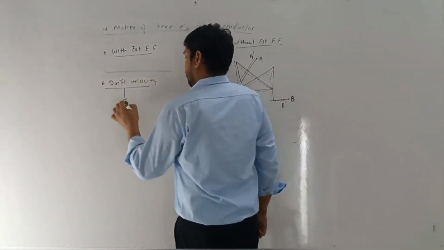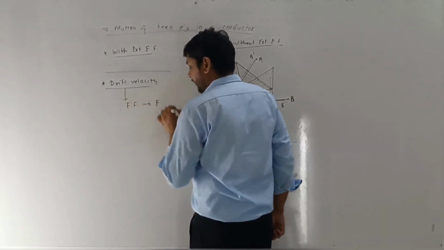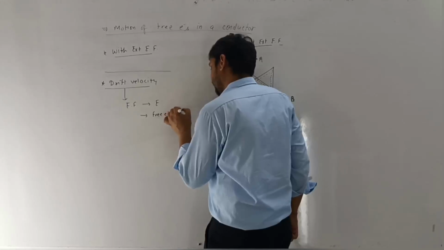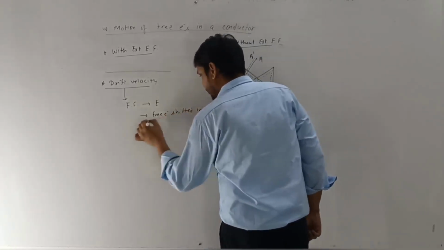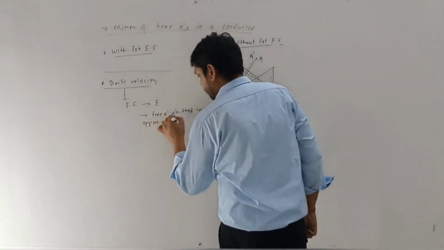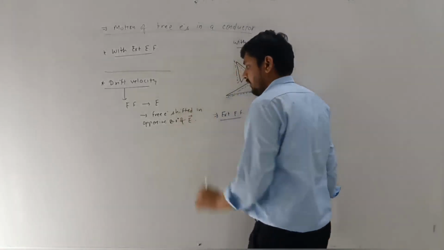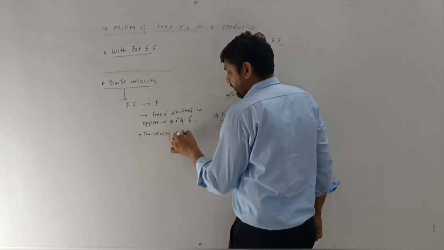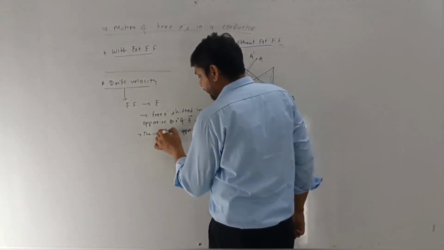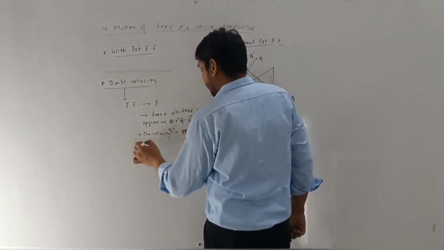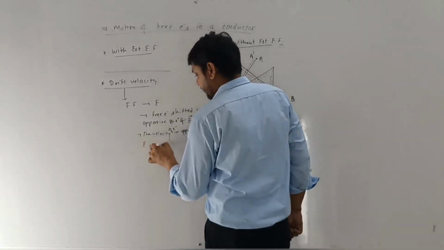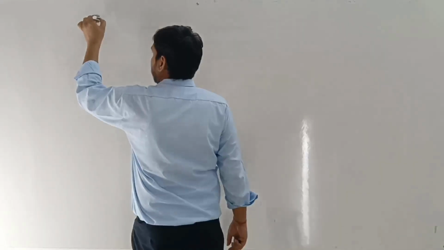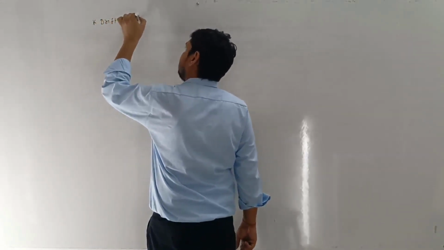If we apply some external electric field E, then free electrons are shifted in the opposite direction of E. The velocity of electrons in the opposite direction of E is known as drift velocity. Now we derive the formula of drift velocity.